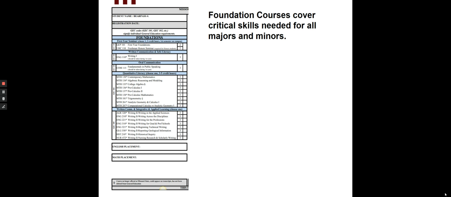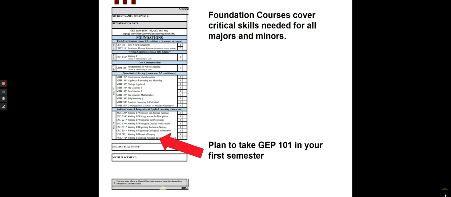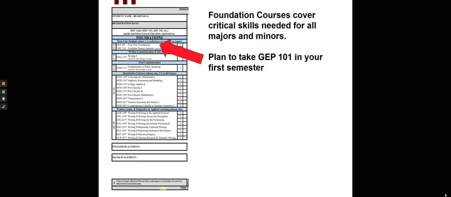Page 1 of the General Education Worksheet shows foundation courses. These cover the critical skills that are needed regardless of what your major or your minor is. So the first course you're taking at this time is GEP 101, and you plan to take that in your first semester and complete it successfully to graduate.